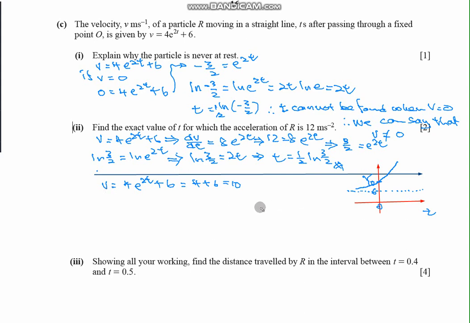So we're saying that from t equal to 0.4, let's say from here is 0.4, then from here 0.5. So let's integrate v from 0.4 to 0.5 with respect to t. This will give us the area under the curve. With the y-axis as the velocity and the x-axis as time, the area under the curve is actually the distance.